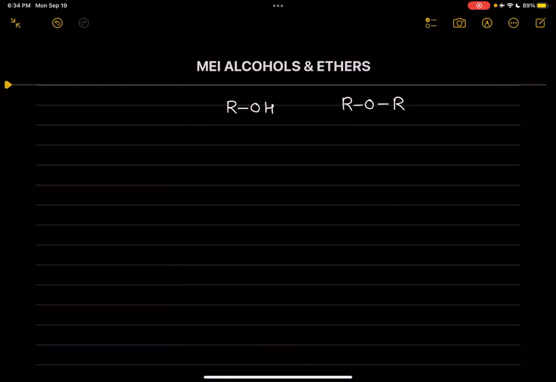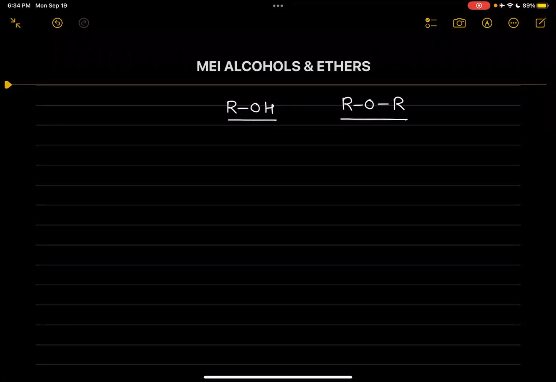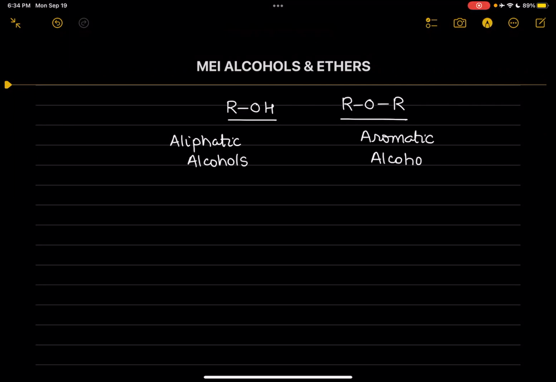Is it clear? So, alcohols and ethers. Alcohols can be classified further into aliphatic alcohols and aromatic alcohols, right? What are aliphatic alcohols?